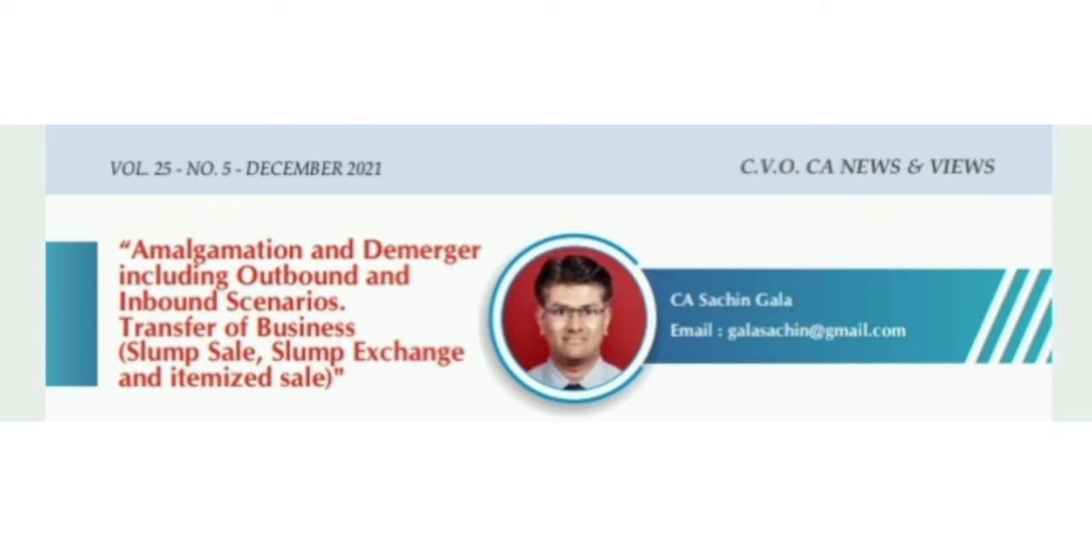and unabsorbed depreciation. As per Section 72, the accumulated business loss and unabsorbed depreciation of the amalgamating company shall be deemed to be the business loss or unabsorbed depreciation, as the case may be, of the amalgamated company for the previous year in which the amalgamation is effected. But this is available only to an industrial undertaking, banking company, and public sector company.